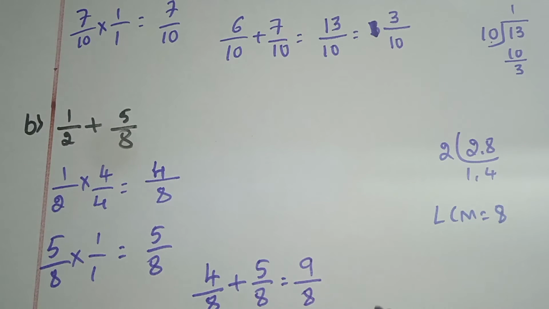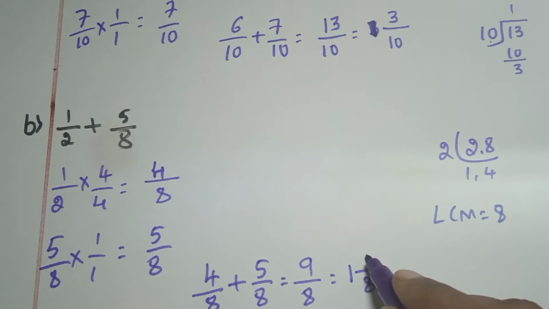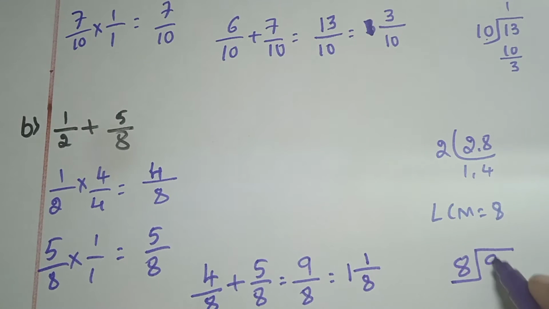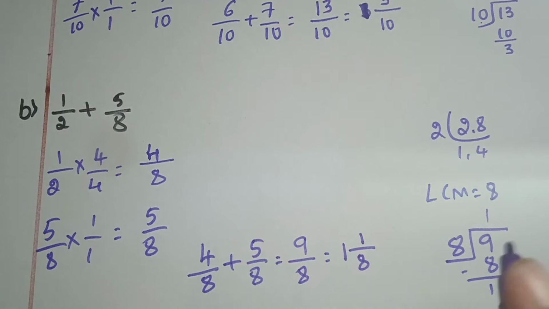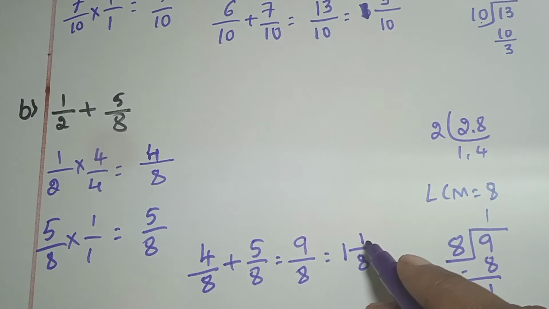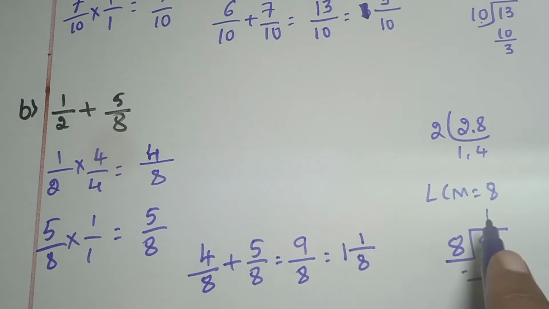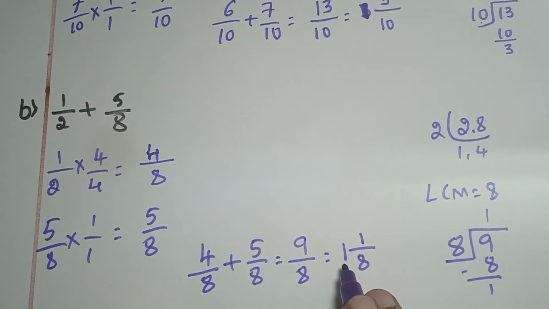Come on, divide this number, children. 9. 8 ones are how much? Very easy. 8 ones are 8. Remainder is 1. The quotient is also 1. That's why we should keep this 1 remainder part in the numerator and the denominator 8 as it is, and the whole number quotient what we have got, the quotient answer is 1, that we should keep in the mixed number part. Okay, clear children? Very easy problems.